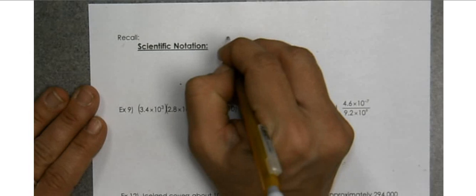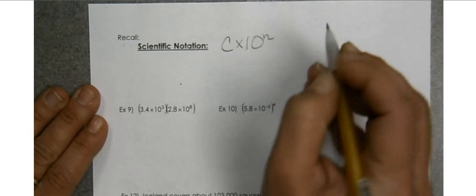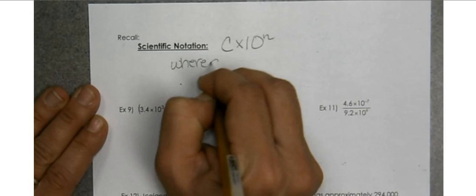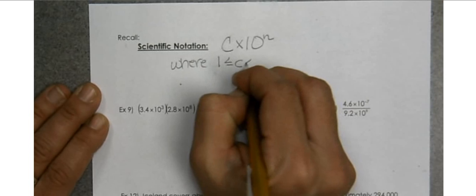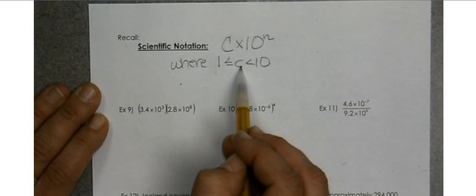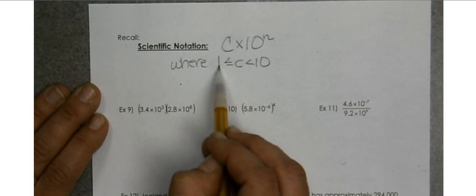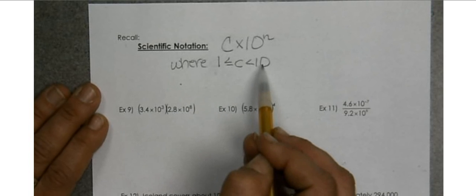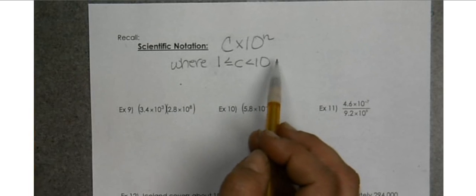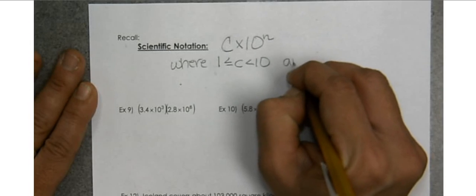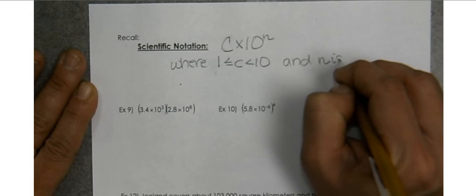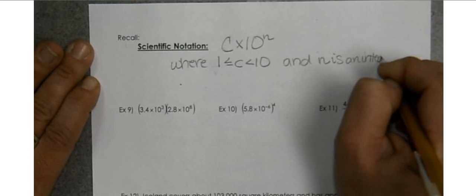Okay, so the other thing is scientific notation. When we have scientific notation, that is C times 10 to the n, where C is between 1 and 10, okay? So C can be equal to 1 or greater than 1, but has to be less than 10. Once C is 10, then we would want to change it to 1 and move the exponent. You'll see what I mean in a minute. And then n has to be an integer. So remember, an integer means not a fraction.